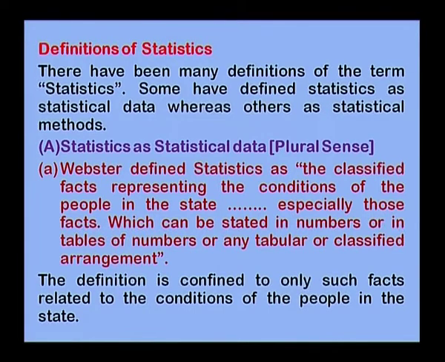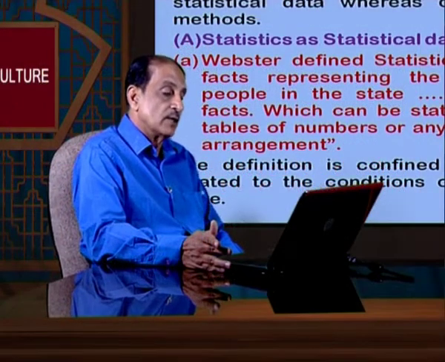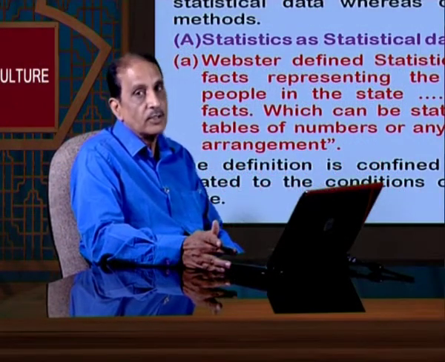Now, Webster defined statistics as the classified facts representing the condition of the people in the state, especially those facts which can be stated in numbers or in tables of numbers or any tabular or classified arrangement. So far as this definition is concerned, it is confined to only such facts related to the condition of the people in the state, whereas it has excluded other vital facts which are related to statistics.